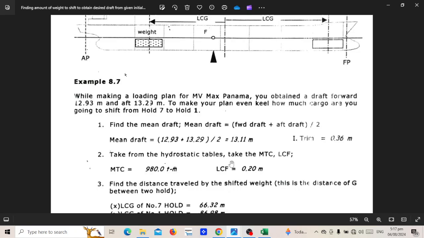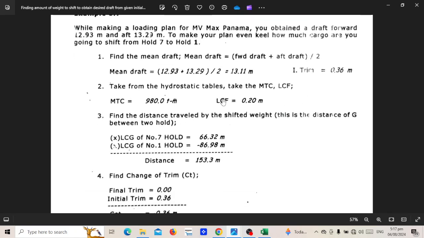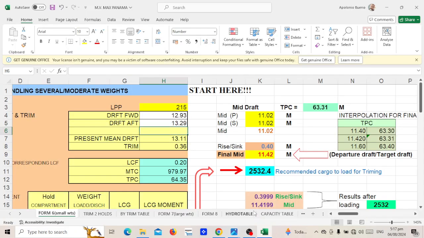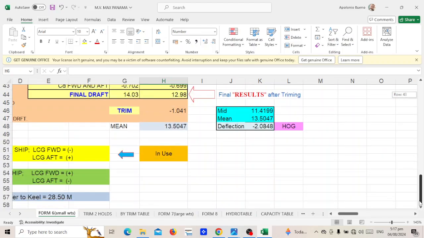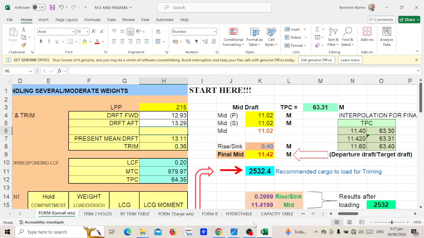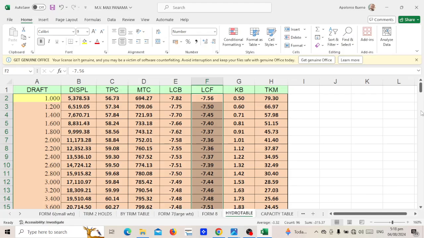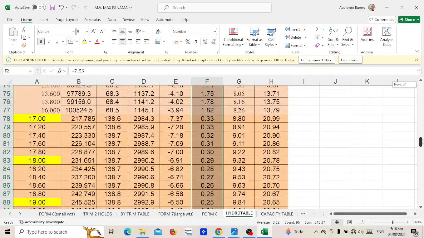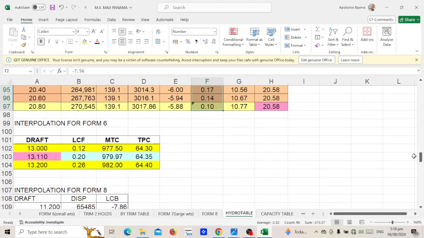Okay, and the next, take from the hydrostatic tables the MTC and LCF. Guys, we will check the LCF. So we'll take the draft of 13.11. We go to the program, check this one. Then we go to the hydrostatic table, look at the main draft 13.11, and we go for the draft of 13.11. Here guys, 13.11. So we are concerned with the LCF and MTC.